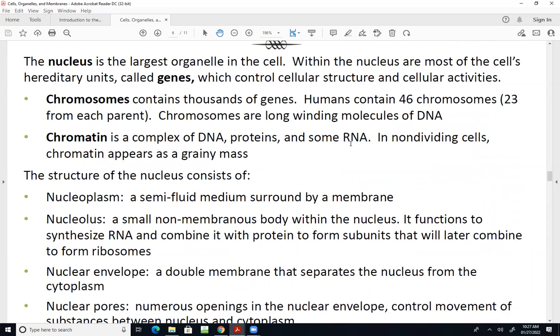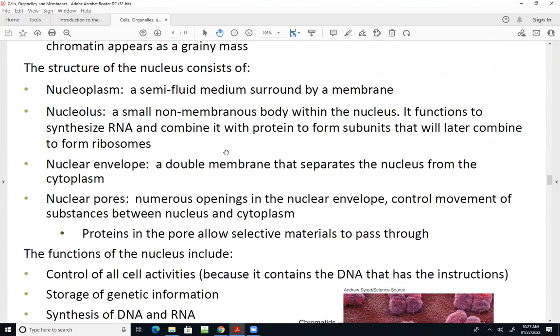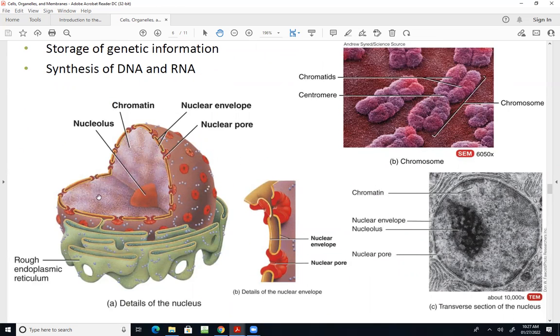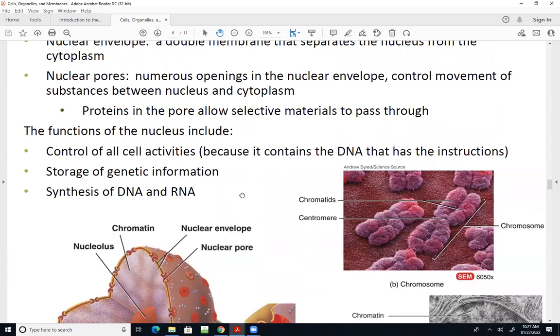Chromatin is not just DNA, but it's also proteins. I tell students, think of RNA like DNA's cousins. It looks kind of like a grainy mass. We see it here in our real picture. We can also see it over here in our illustrated version. And this tells us that the cell's not ready for division, because it's more than likely just doing normal cell things.